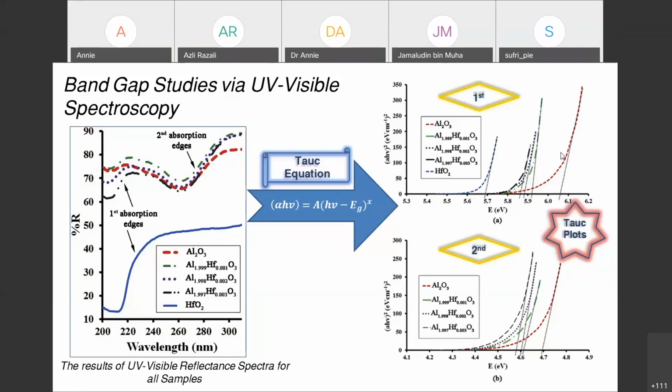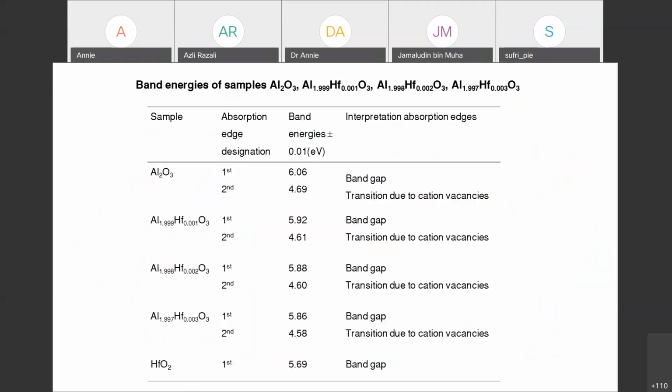The decreased band gap value is attributed to band gap change of the nanocrystals of aluminium oxide, as can be seen from the tiny crystallites in the previous micrographs. It is known that the nanocrystals of metal oxide can exhibit band gap change. Band gaps of the aluminium hafnium oxide samples have been found to be lower than aluminium oxide, and these values range from around 5.86 to 5.92 eV. However, all the novel aluminium hafnium oxide materials have band gap values that are higher than hafnium dioxide.